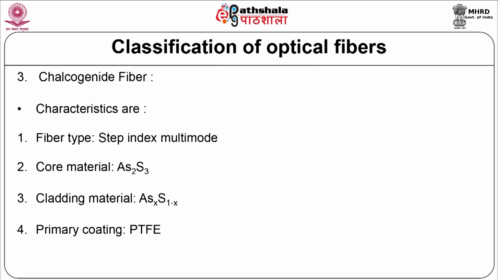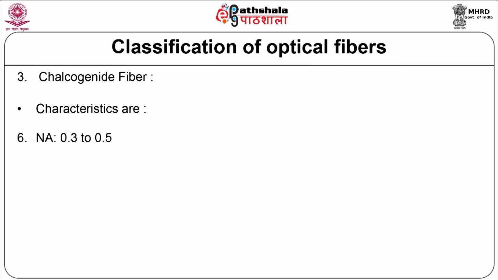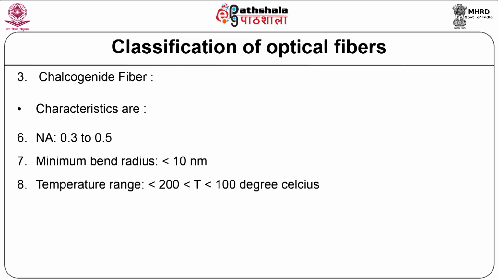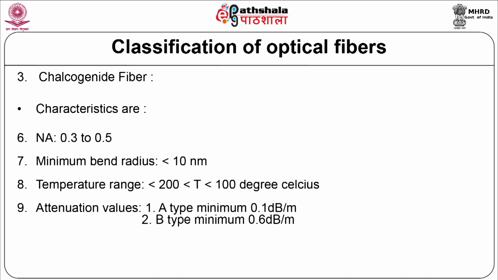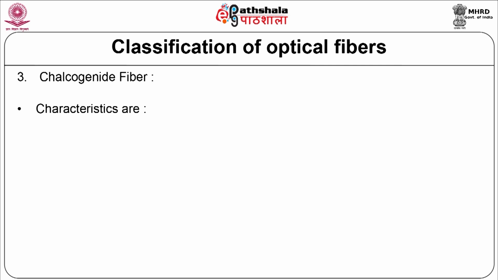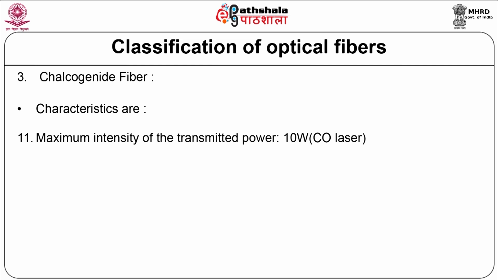Primary coating is PTFE. Secondary coating is PTFE or PVC. Numerical aperture 0.3 to 0.5. Bend radius less than 10 nanometer. Temperature range is 200 to 400 degrees Celsius. Attenuation values for A type 0.1 dB per meter, for B type 0.6 dB per meter. Radiation resistance is good. Maximum intensity of transmitted power is 100 watt for CO laser.